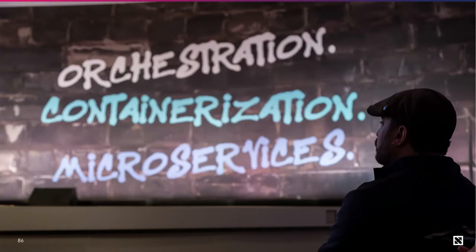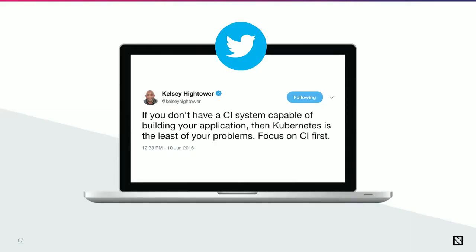Now next, which of these is the most important? My answer is that a different part of the cloud native architecture is actually the most valuable: continuous integration, or CI. And to quote Kubernetes developer Kelsey Hightower, if you don't have a CI system capable of building your application, then Kubernetes is the least of your problems. Focus on CI first.